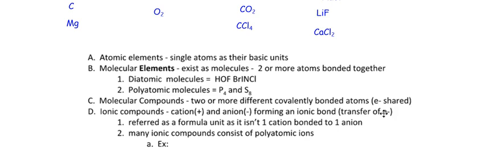It's referred to as a formula unit as it isn't one cation bonded to one anion. Again, that's a really fine point there, but it is what it is. Now, many ionic compounds exist as polyatomic ions.